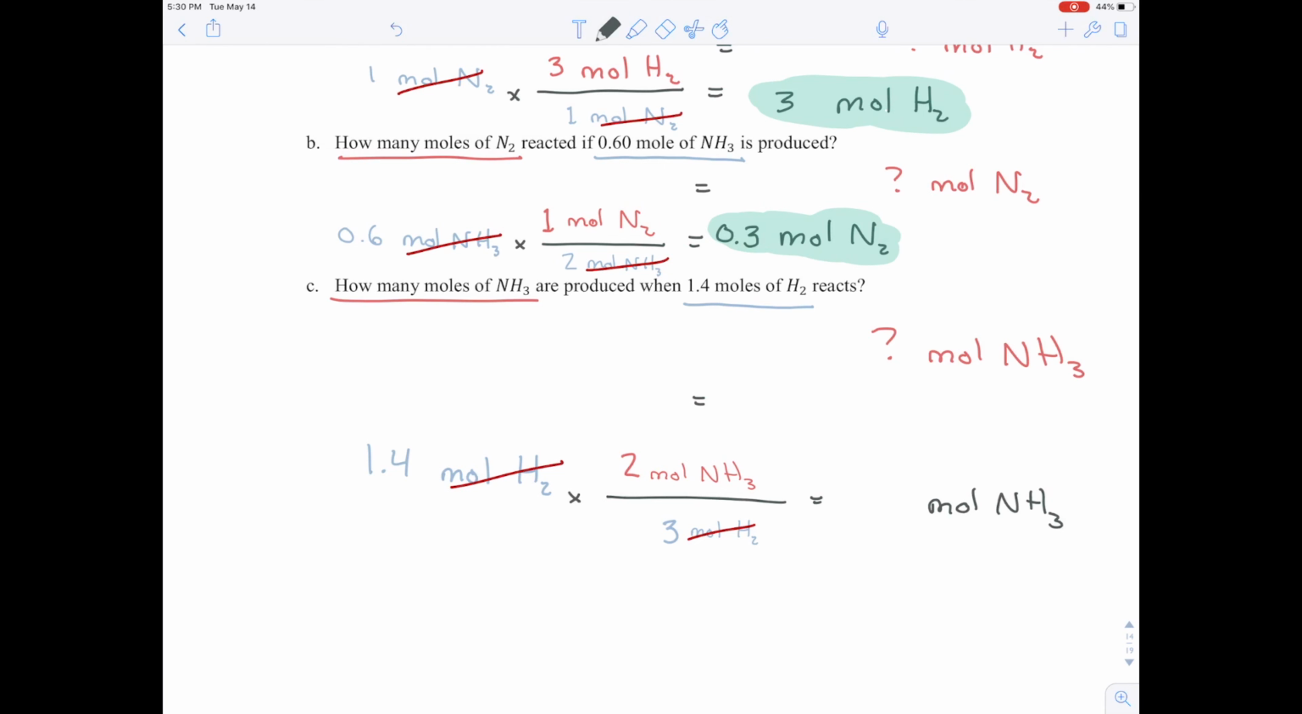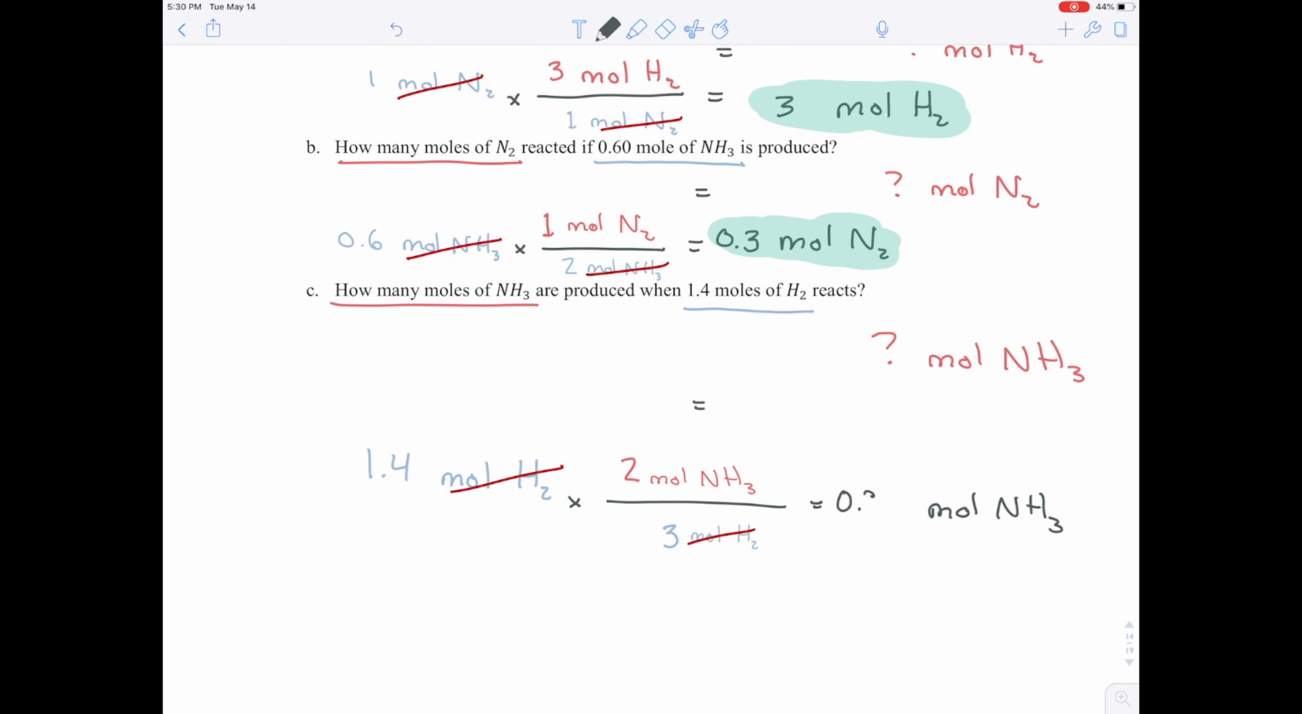And so all you'd have to do is punch this into a calculator. So 1.4 times 2, enter, should give you 2.8, divided by 3, enter, and it should give you 0.933. So that would be the moles of NH3, or ammonia, that you would produce if you had 1.4 moles of H2 gas.